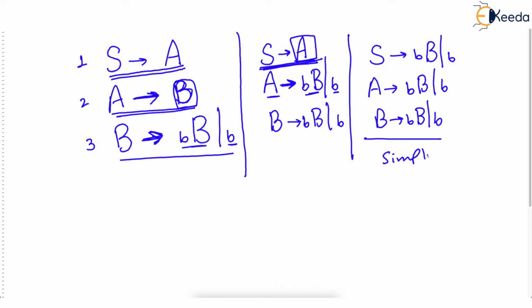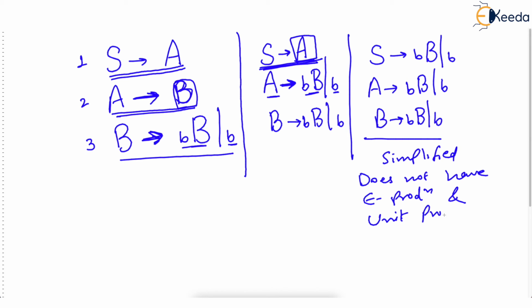Why is this simplified? Because this does not have epsilon productions. Note, there are no epsilon productions and unit productions. Even unit productions are removed. So it's very easy to remove unit production. Now in the same video, I will tell you step 3. Just in short, I'll tell. In detail, we will see step 3 of simplification.